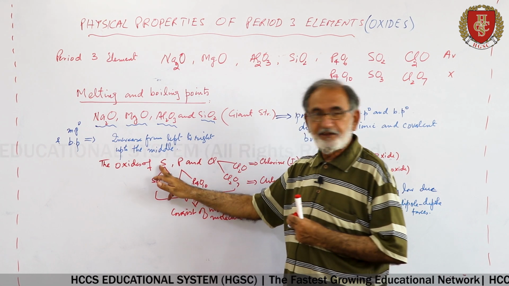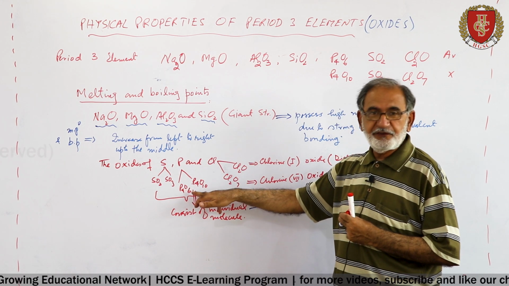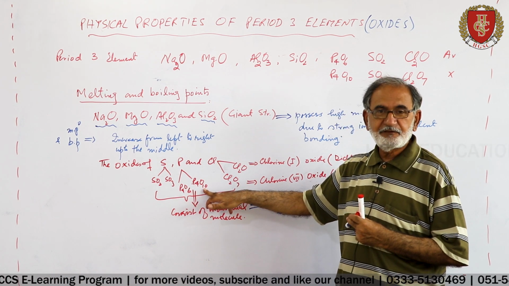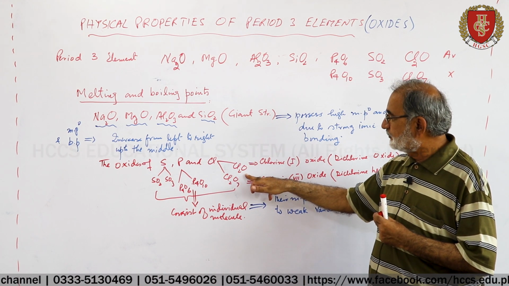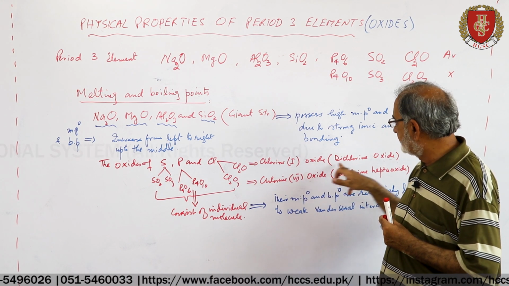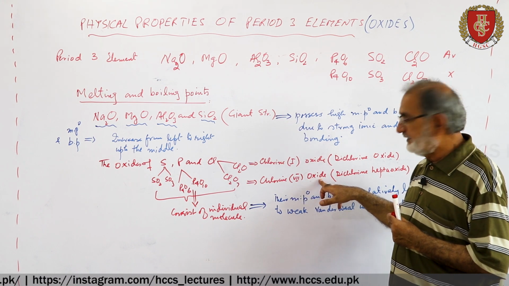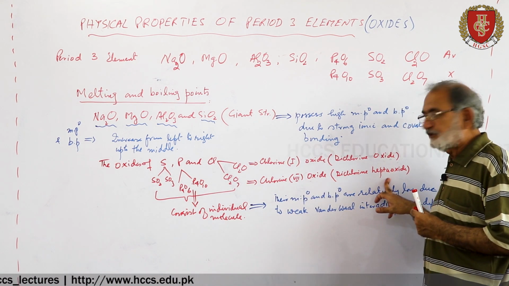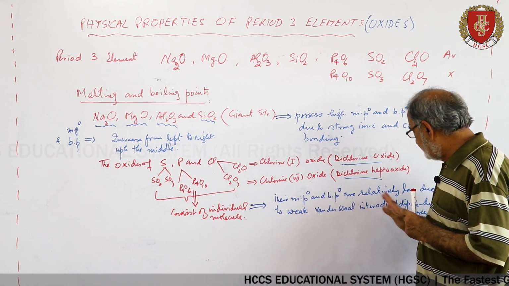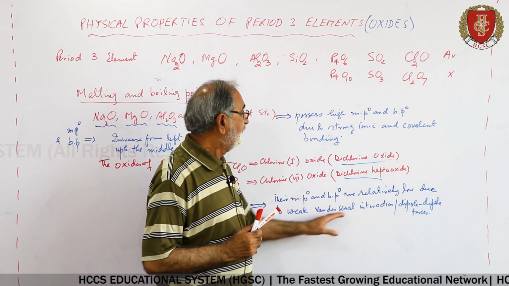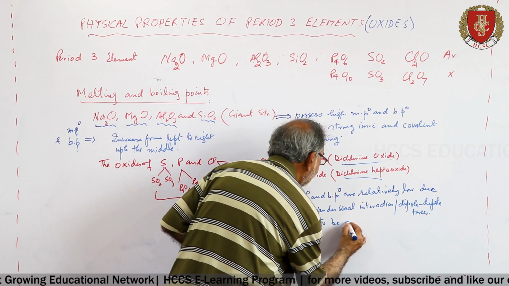Whereas the oxides of sulfur, either sulfur dioxide or sulfur trioxide, phosphorus P4O6, phosphorus trioxide, phosphorus pentaoxide, and chlorine forms different oxides, but here Cl2O, that is chlorine 1 oxide or dichlorine oxide, similarly Cl2O7, chlorine 7 oxide or dichlorine heptaoxide. So these basically consist of individual molecules. The melting and boiling points are relatively low due to weak dipole forces, and they tend to be gases or liquids.